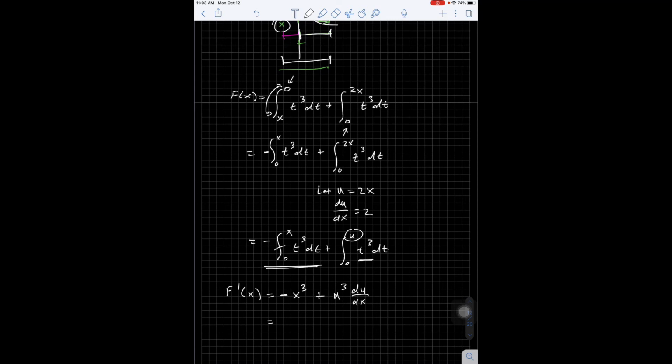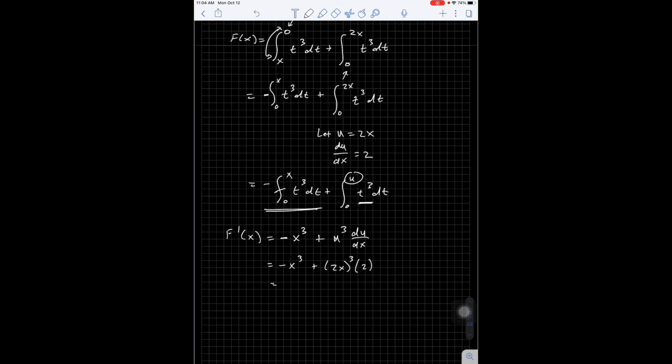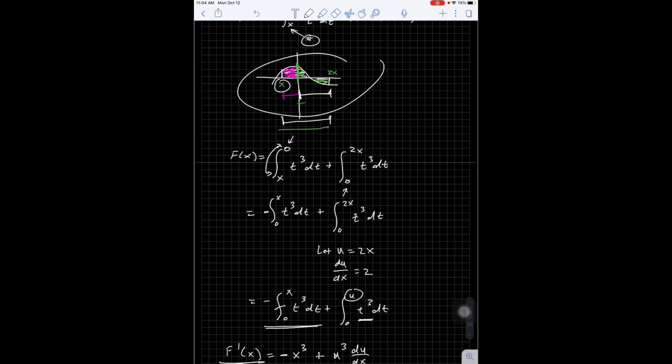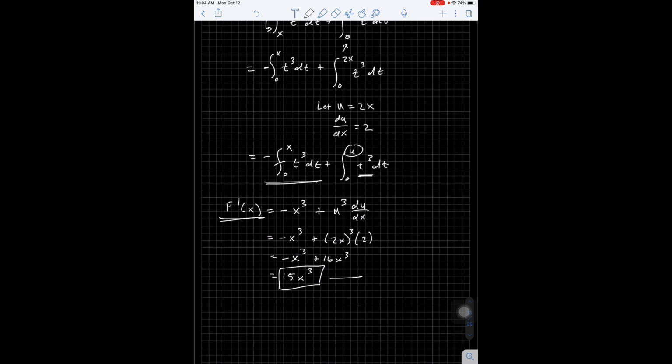Okay, I can substitute that stuff in, and I'm going to get u is 2x cubed, du is 2, and so this ends up being negative x cubed, and this is going to be 16x cubed, so my answer is going to be 15x cubed. So what this does is it gives us a way to figure out what f prime of x is. It's going to be 15 times the cube of wherever you are, whatever your x value is. So you tell me where on the picture you want to be, and I can give you a number value.